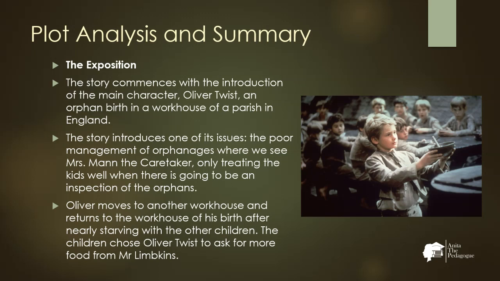The exposition. The story commences with the introduction of the main character, Oliver Twist, an orphan, and his birth in a workhouse of a parish in England. The story introduces one of its issues, the poor management of orphanages, where we see Mrs. Mann, the caretaker, only treating the kids well when there is going to be an inspection of the orphans. Oliver moves to another workhouse and returns to the workhouse of his birth after nearly starving with the other children. The children chose Oliver Twist to ask for more food from Mr. Lipkins.